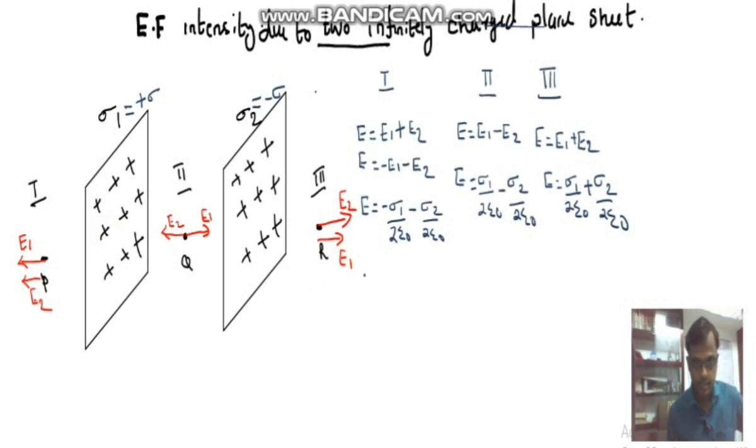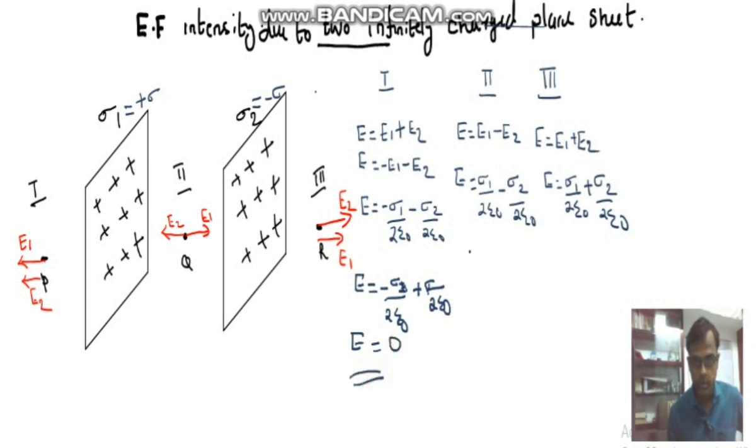This left hand side. You can write here E is equal to, sigma 1 is now positive, so minus sigma divided by 2 epsilon 0 minus sigma 2 is minus, so minus minus plus, sigma divided by 2 epsilon 0. So the electric field at the left side of the first plate is equal to 0.